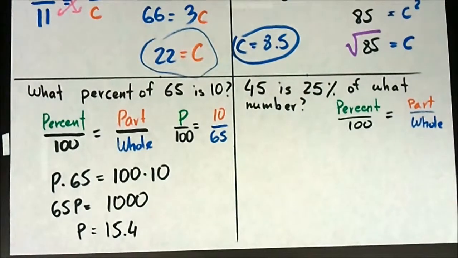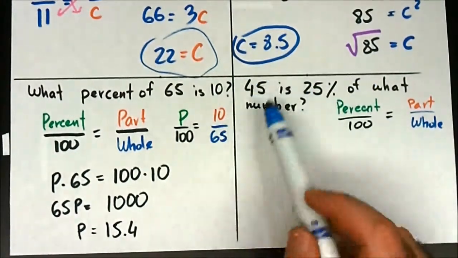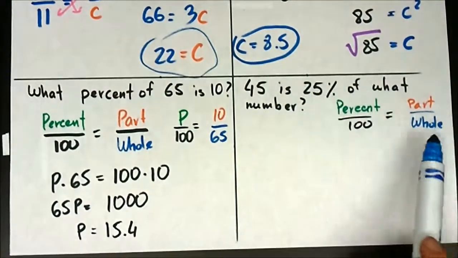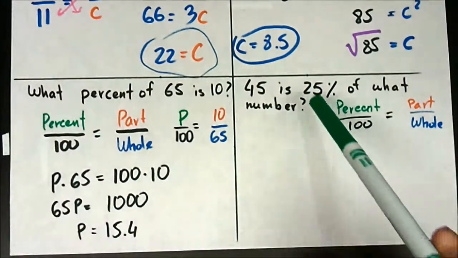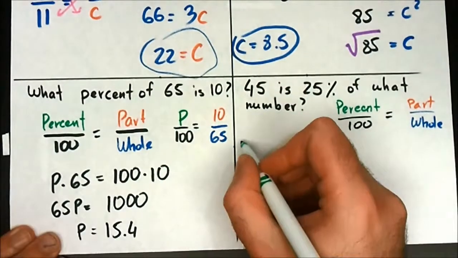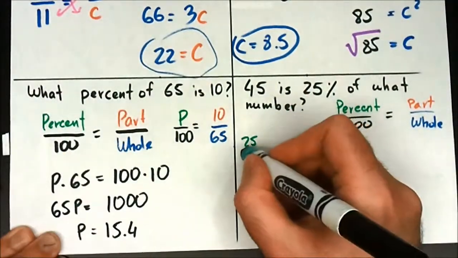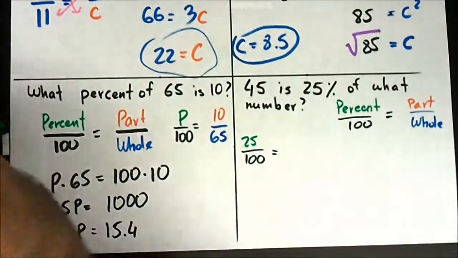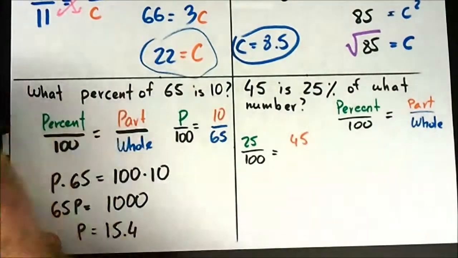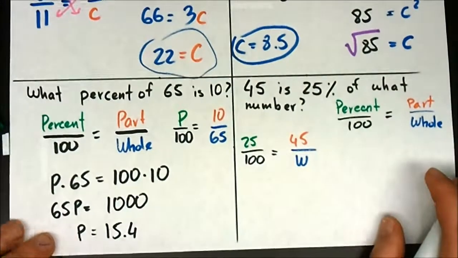Now here, what is missing? This one's super simple. 45 is 25%, so the 45 is the part because it corresponds to the percent. So the part that's missing is the whole. I don't have the whole. I have everything else. I have the percent and the part. So it's going to be 25 over 100 equals, the part here is 45, and I'm missing the whole. So I'm going to put a W there.